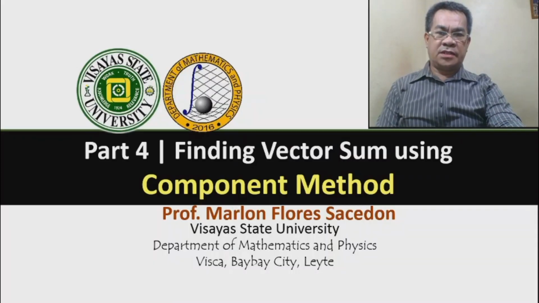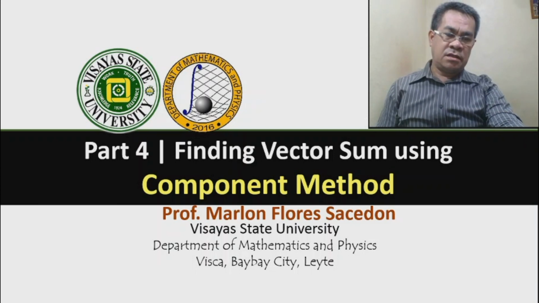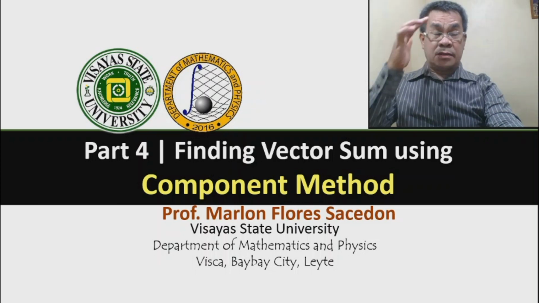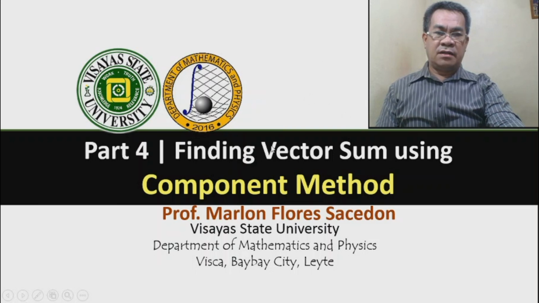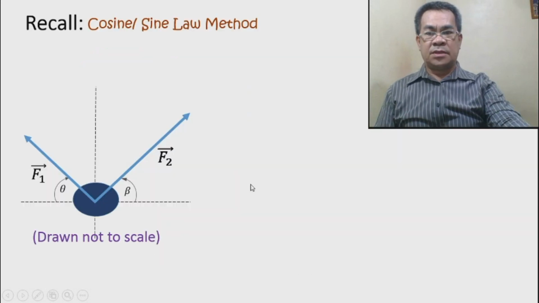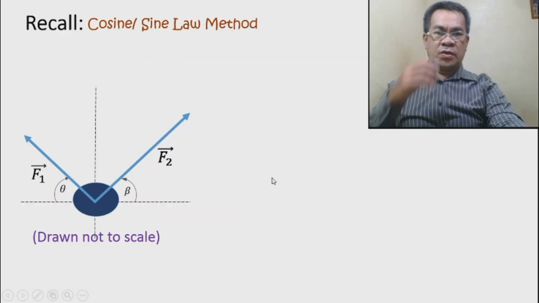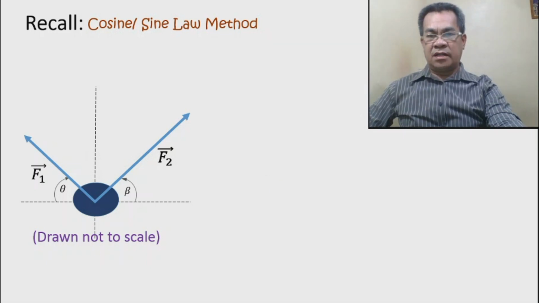Our topic for today is finding the vector sum using the component method. Now, as we learned in part 3, we have the analytical method using the cosine law, so we are able to find the vector sum. So in this video, let us discuss another method of finding the sum, which is the component method. Let us first recall the cosine law, sine law method of finding the vector sum.